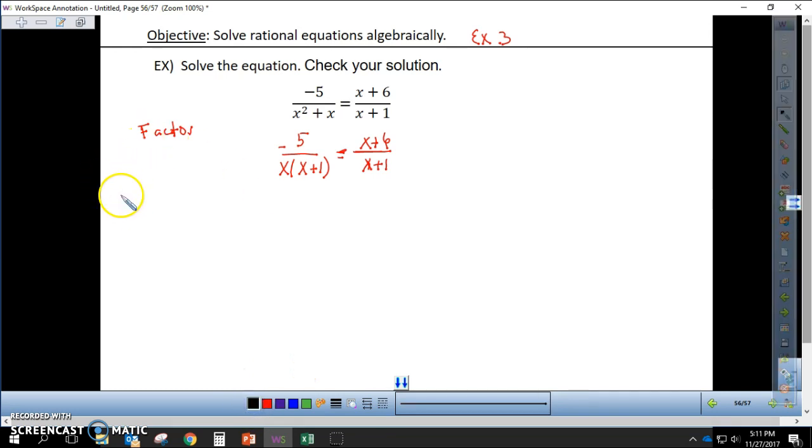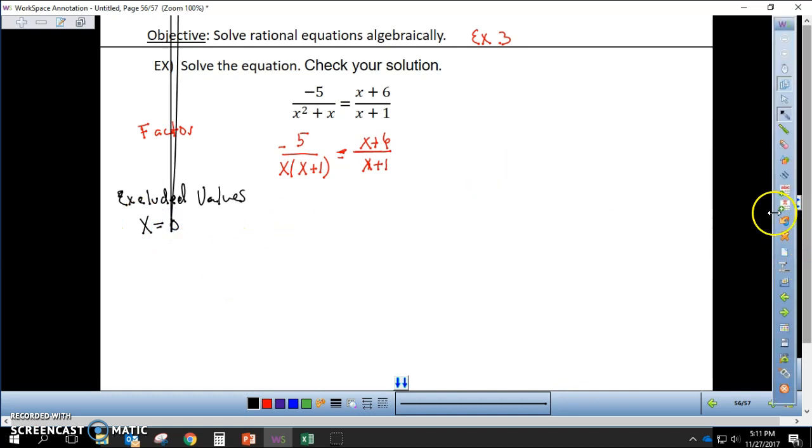Next, you're going to have to identify your excluded values. So what can my solution not be? Looking at these, x cannot be, the excluded values are 0 and -1. So those are my two excluded values.